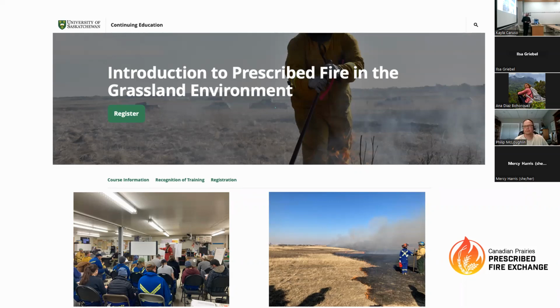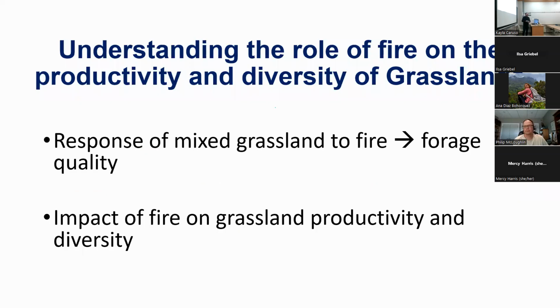So that's why we are working on a couple of projects. I'm going to present today a couple of projects that I worked on in the last 2 years, trying to understand how grassland responds to fire in terms of forage quality, and also how fire impacts grasslands in terms of productivity and diversity. So let's start with the first one here.